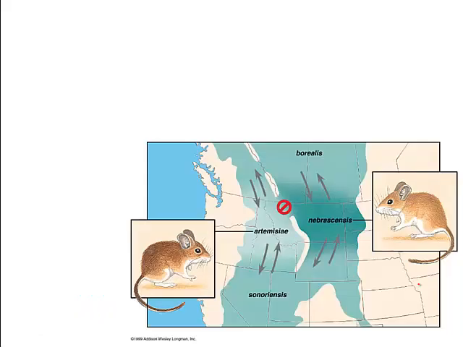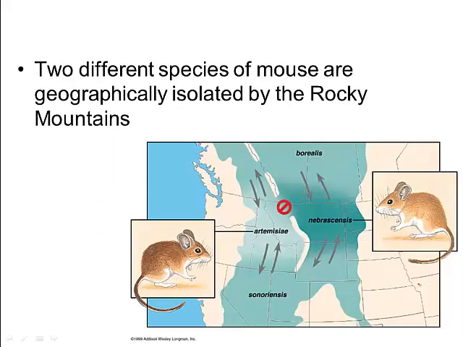An example of this in the United States are these two species of mice. These are two different species of mice that are geographically isolated by the Rocky Mountains. So there's a mountain range between them. They have a common ancestor that somehow got separated by these mountains along the way. And if you look at these two mice, they look very similar to each other. But if you put them together, they will not reproduce together because they have become separate species.